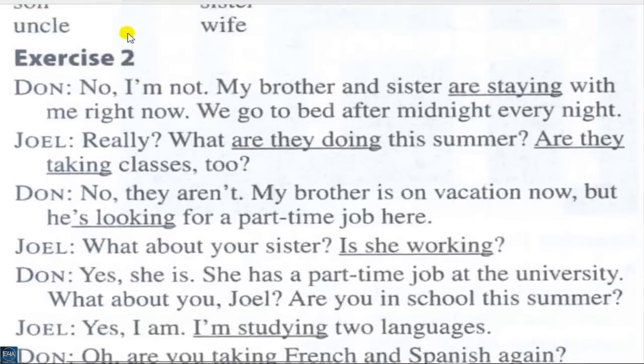Exercise 2. Don, Joel. No, I'm not. My brother and sister are staying with me right now. Are staying. We go to bed after midnight every night. Really? What are they doing this summer? Are they taking classes too? No, they're not. My brother is on vacation now, but he's looking for a part-time job here.